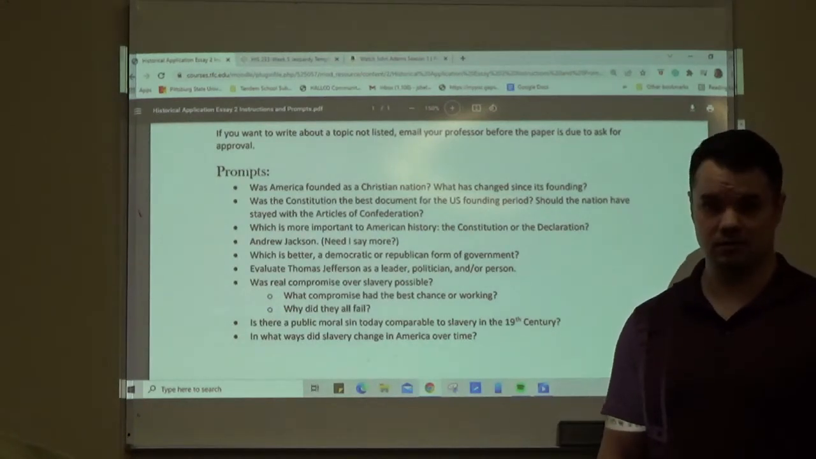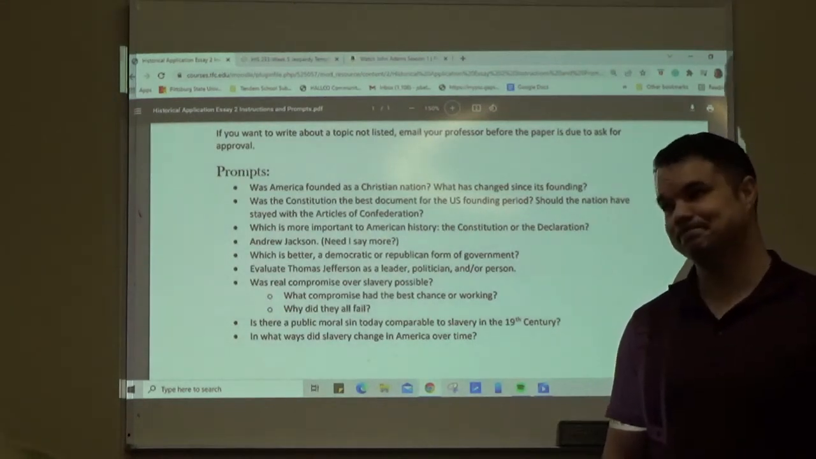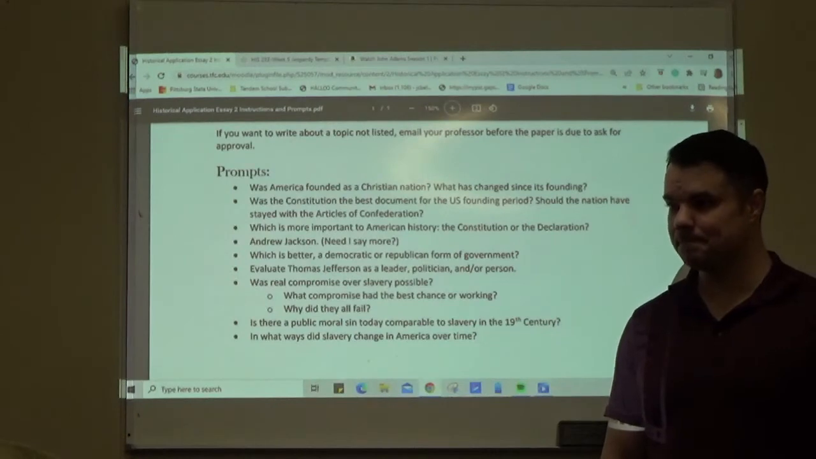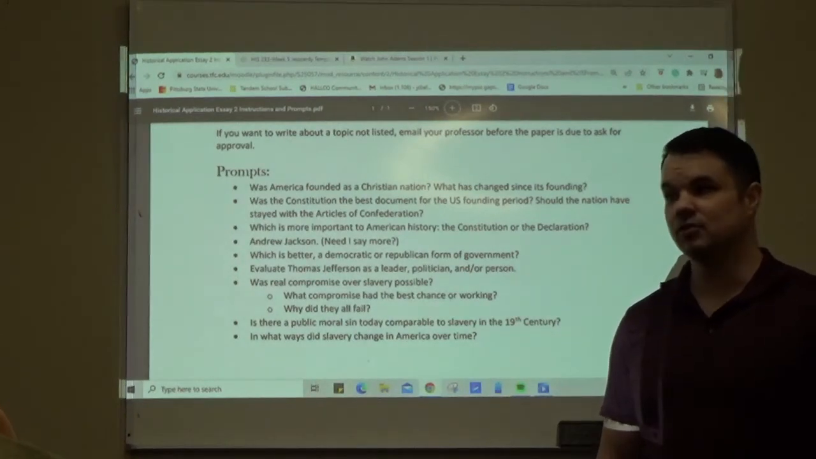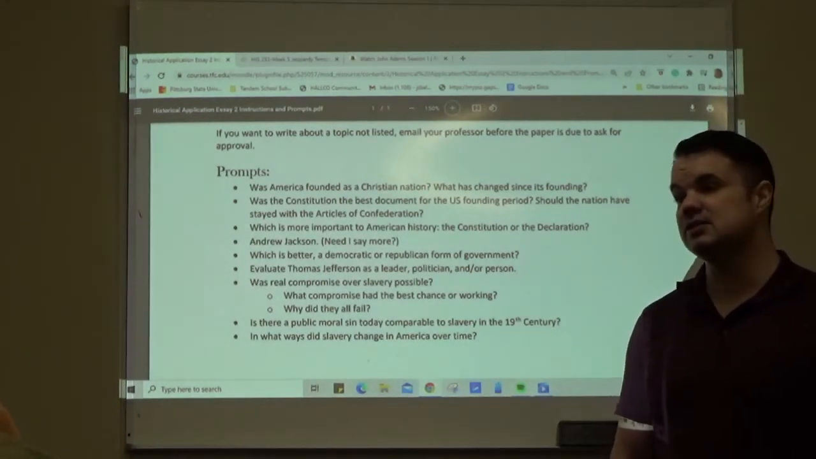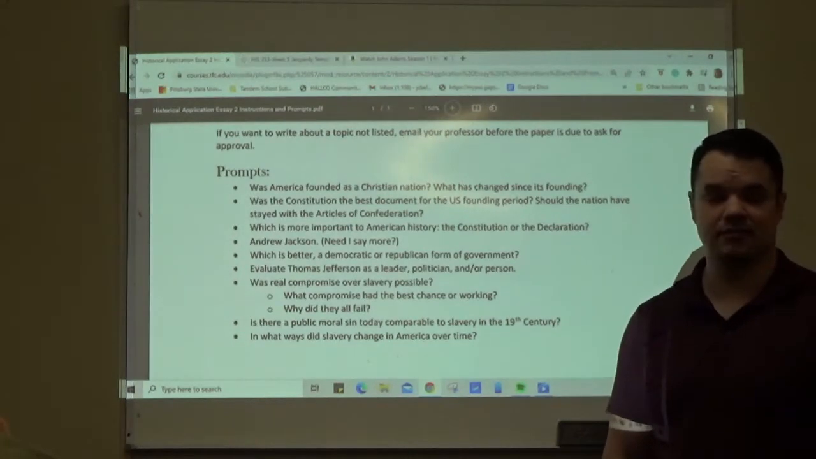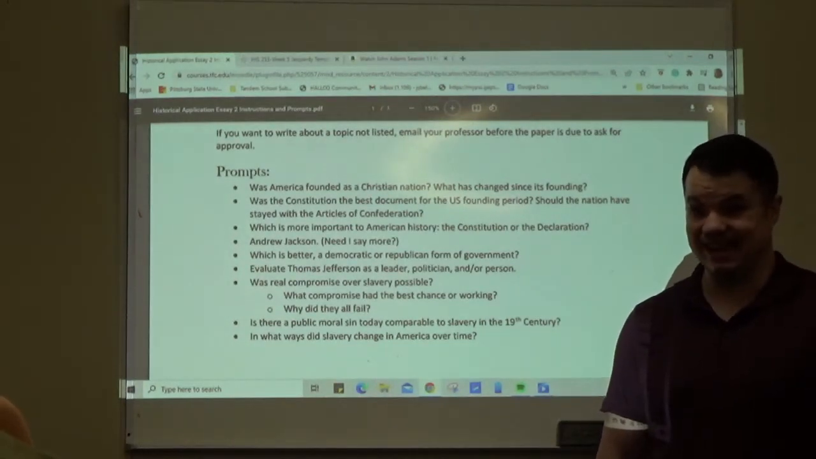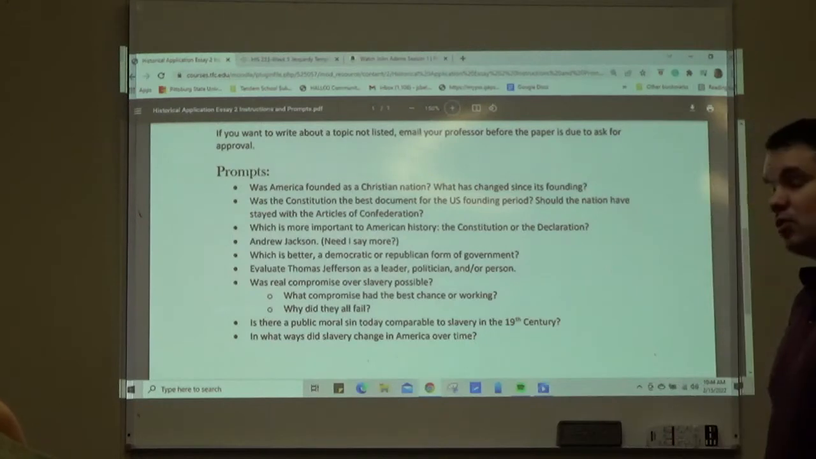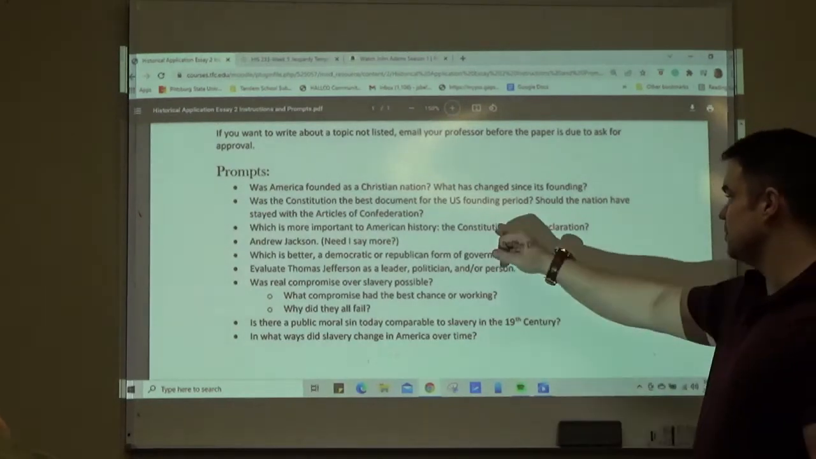Why? Especially because we use it today. People like to back it up by saying this amendment says this, you know. Right, so you could argue the Constitution is, at the very least, more relevant to today because we still adhere to its laws. It is technically the law of the land. So either one, you can take either position, if you can back it up.